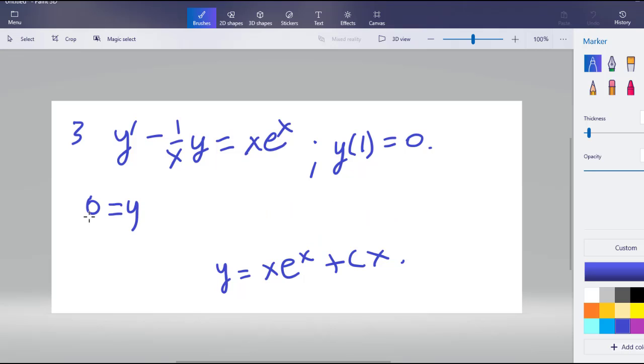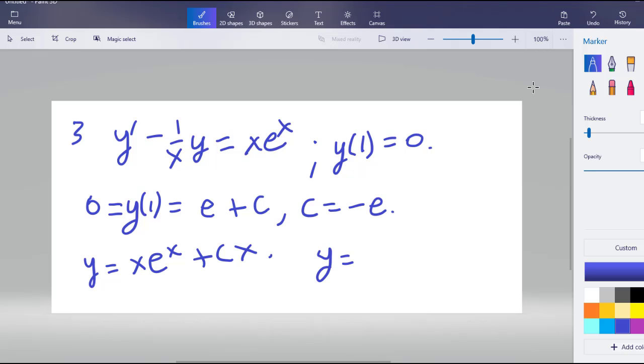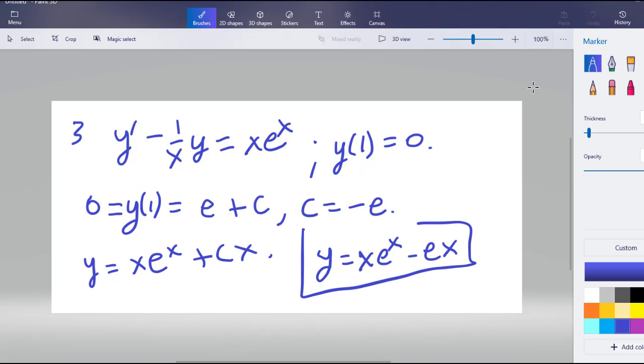Using the initial condition, 0 is going to be y of 1. If we plug in 1 for x, we'll end up with e plus c, which means c is minus e. It follows then the solution is y equals x e to the x minus e times x.